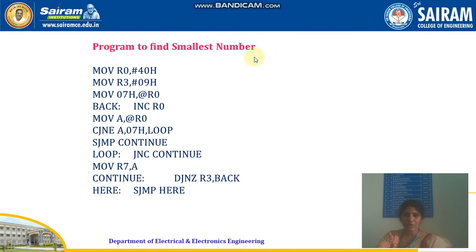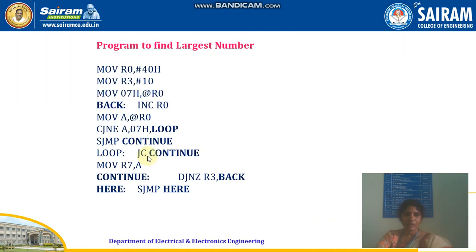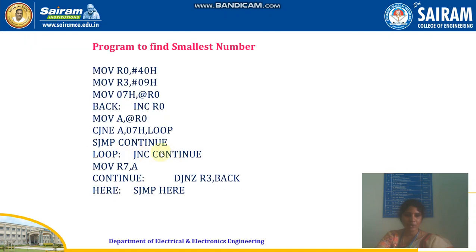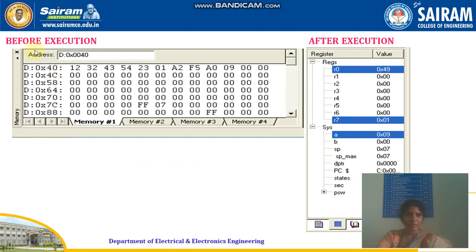Now to find the smallest number, as in the case of ascending order and descending order, the only thing is, here I will be changing the jump on carry. Instead of jump on carry in this particular line, I have to change it to jump on no carry, and the rest of the procedure remains the same. Here also the smallest number will be stored in R7. So before execution, if you are giving the data 12, 32, 43, 54, 23, 01, A2, F5, A0, 09, after execution, whichever data is smallest will be loaded onto your R7 register.